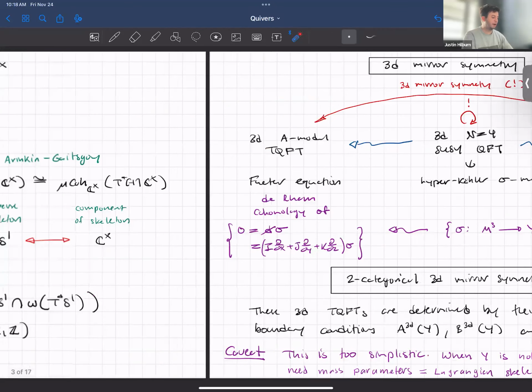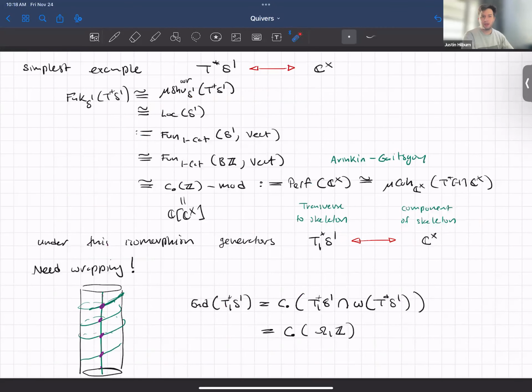And this is very similar to the 2D example, when I was saying that there's not just one Fukaya category associated to T star S1, the cylinder. Basically there are lots of Fukaya categories involved, and they're determined by this data of a Lagrangian skeleton. So I did this example where my Lagrangian skeleton was the 0 section, and that was the thing that gave me my mirror being C star.